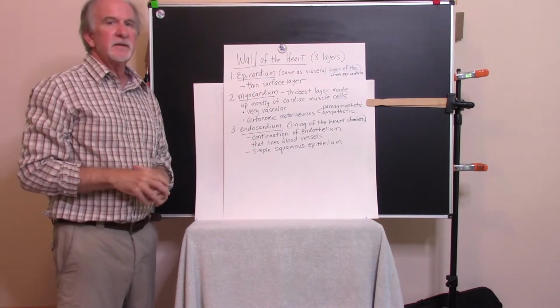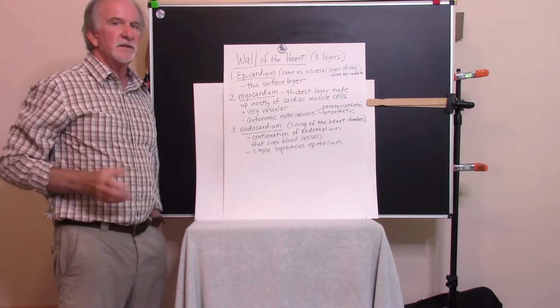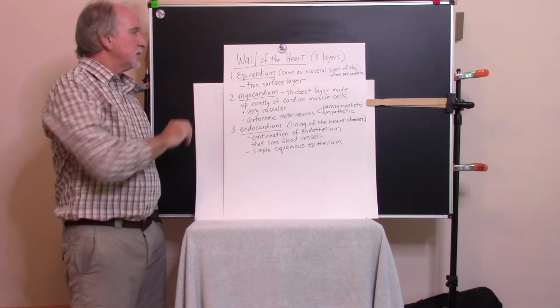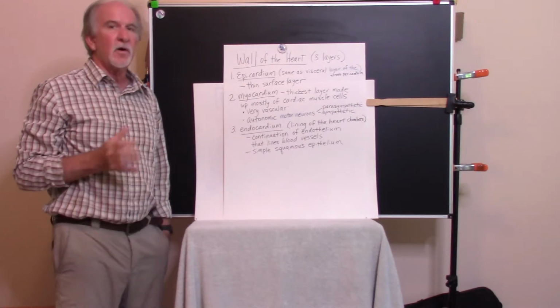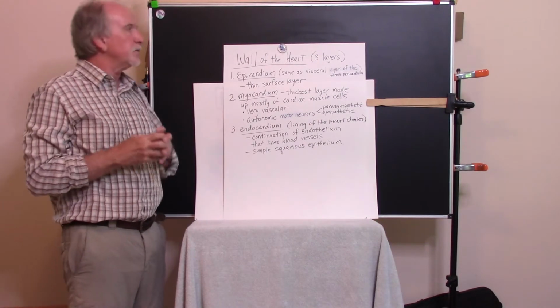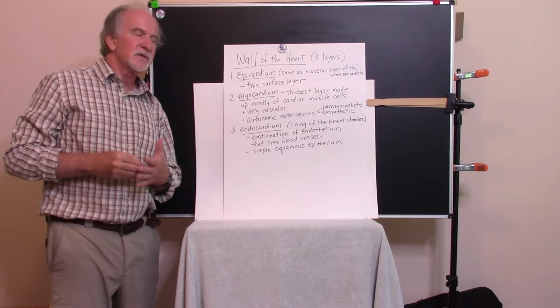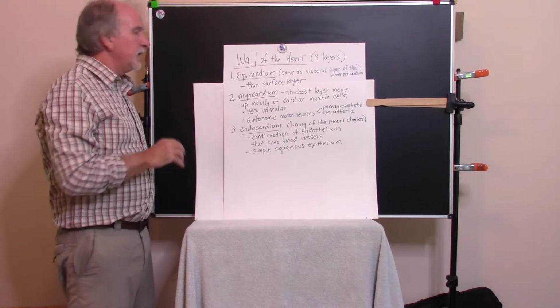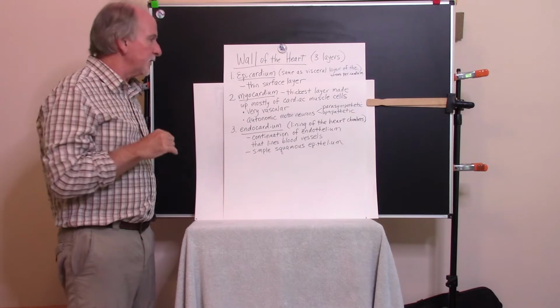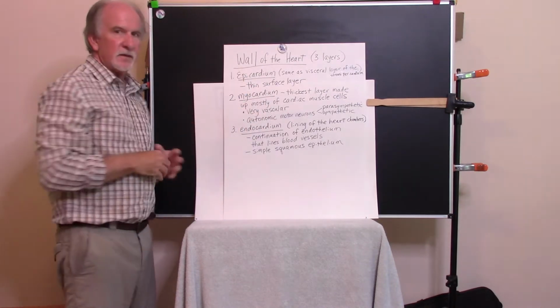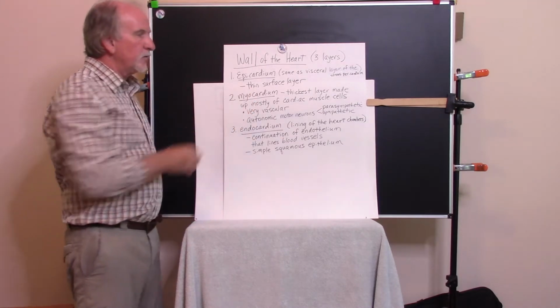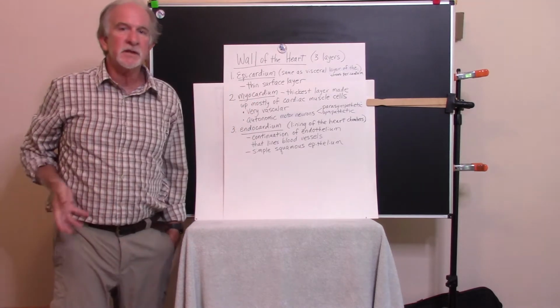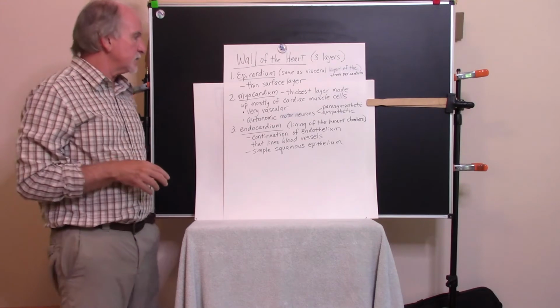When we take a look at the wall of the heart, it consists of three layers. The epicardium is the outer layer of the heart. It's also the same as the visceral layer of the serous pericardium, and it's a very thin surface layer. The middle layer is by far the thickest layer. That's the myocardium, and it's made up mostly of cardiac muscle cells.